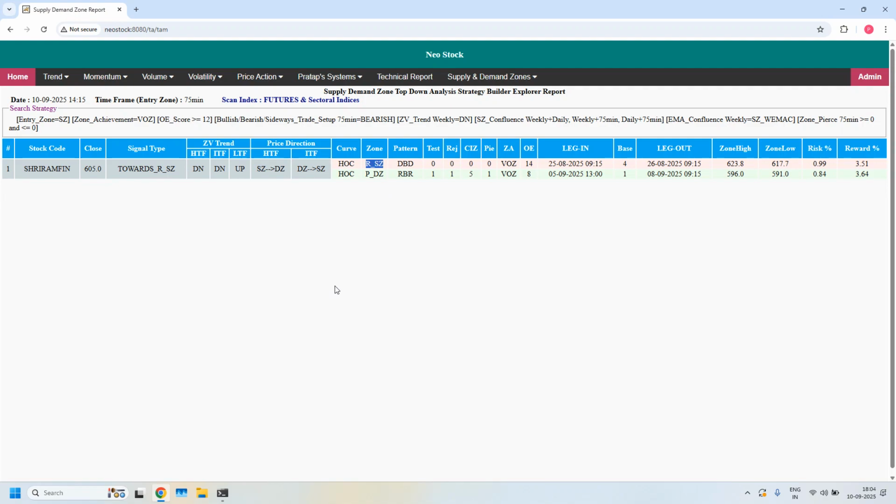provided all 20 checklist items are satisfied. Otherwise, there are higher chances of zone violation. So this is bearish trade setup for weekly income trade. Next, I will generate daily income trade reports.